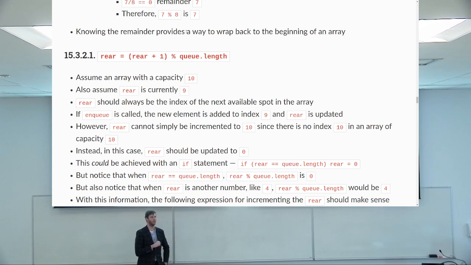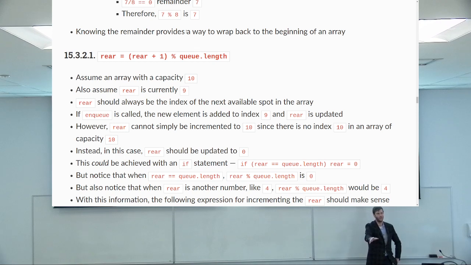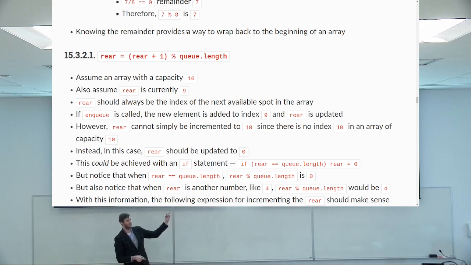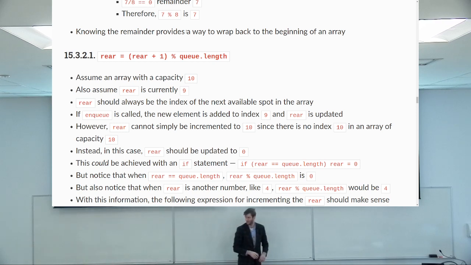Rear equals rear plus 1 mod the length of the queue. This will always work. This will just do the looping for you. There's no need for any if statements here at all. There's no logic you need to deal with of like, okay, if the rear is greater than the length, I need to say rear actually equals 0. No. This little mathematical expression does that for us. It's phenomenal. It's great. We love it.